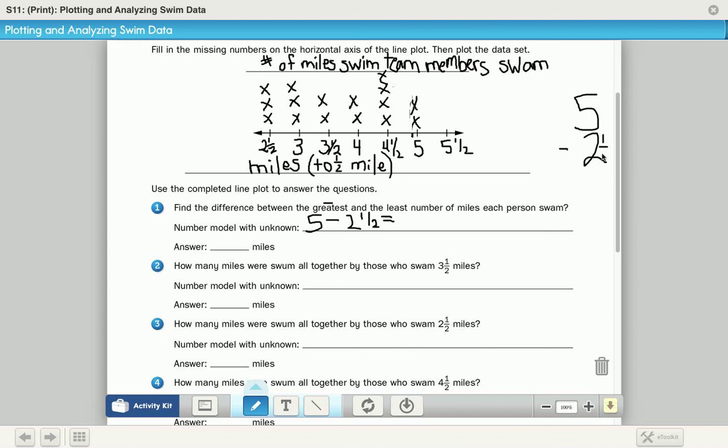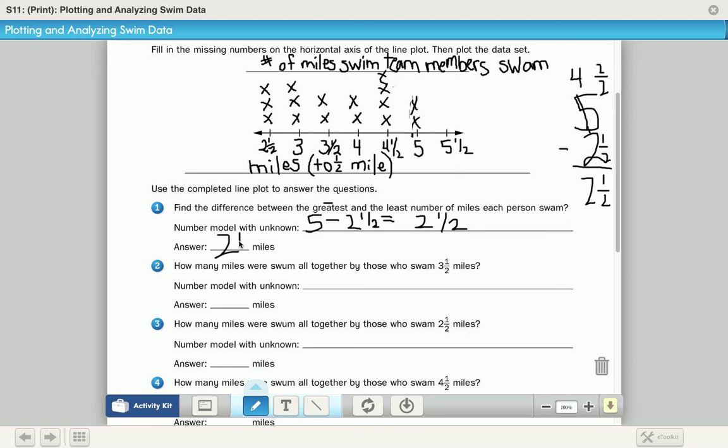So 5 minus 2.5. Now, this is one of those fraction problems where we have a half here and there's nothing up above. So it's like 5 and 0 halves minus 1 half. So you could probably do this in your head, but if you wanted to trade so that you would have some halves up above, you could take a whole and trade it for 2 halves because we know 2 halves makes a whole. So 4 and 2 halves would be the same as 5. So 2 halves minus 1 half would be 1 half, and then 4 minus 2 is 2. So 2 and 1 half is the difference between the team member that swam the most and the team member that swam the least.